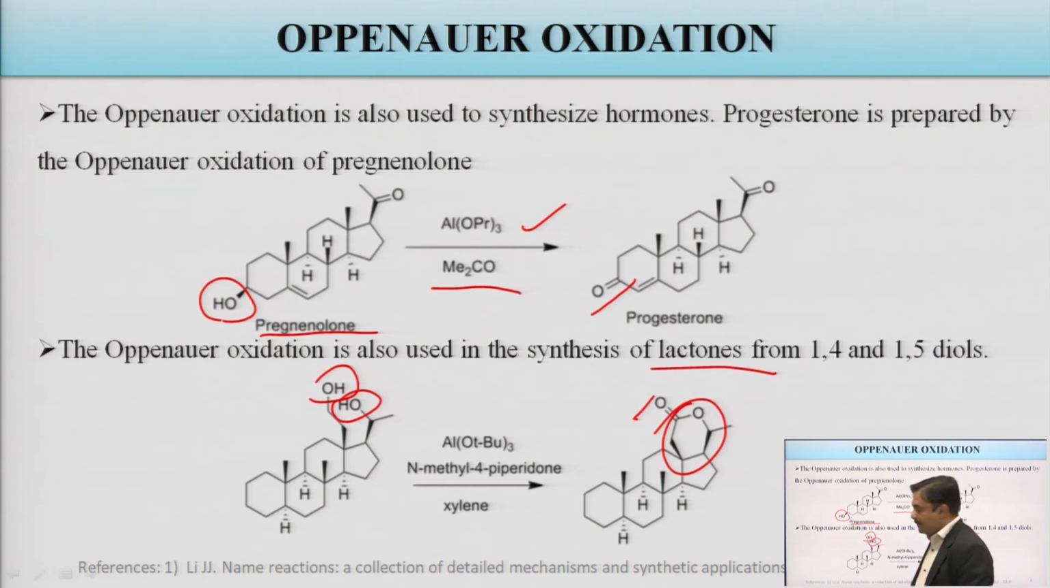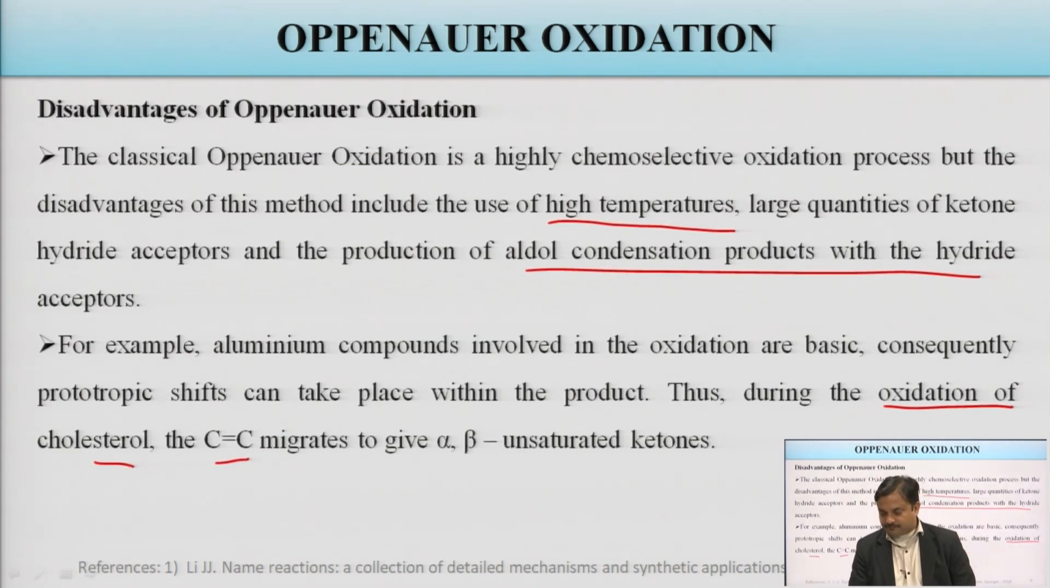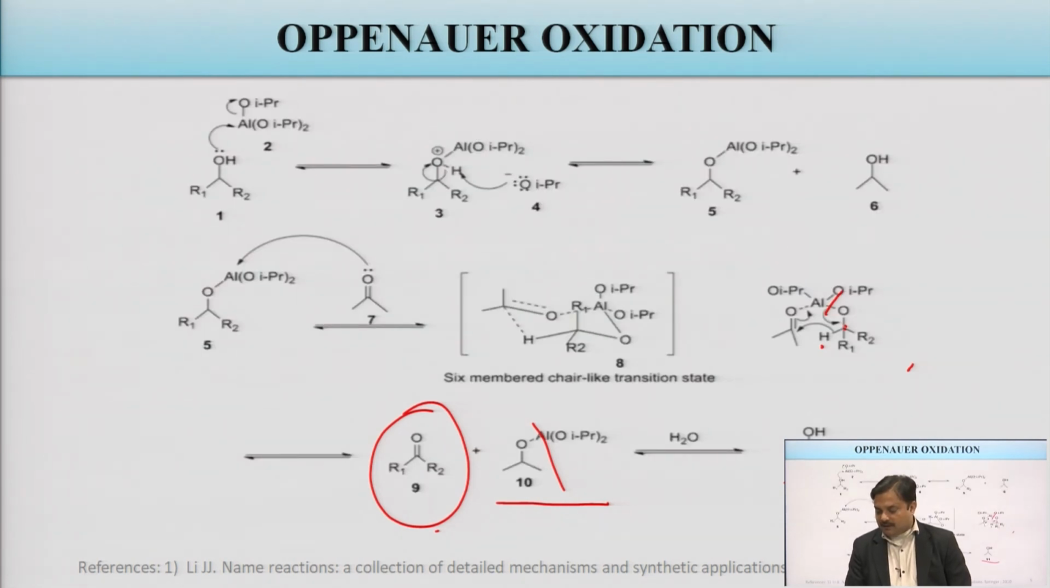Before ending the lecture, I want to remind you about 2 or 3 important points of the Oppenauer oxidation. One, it is highly specific for secondary alcohols. Primary alcohols can also be oxidized under the same reaction conditions, but randomly, because it will compete with aldol reactions. So it is specific for secondary alcohols.